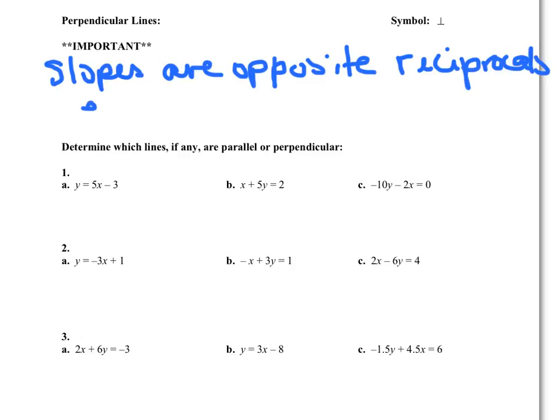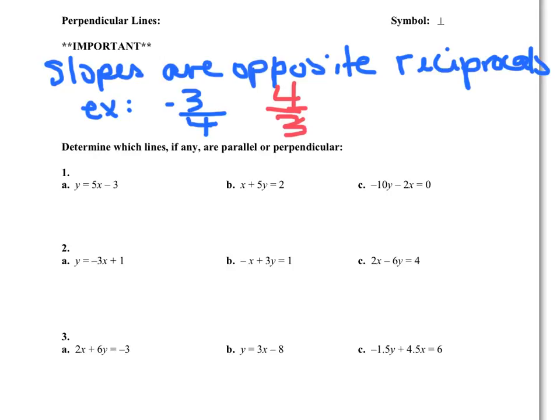So for example, if a blue line had a slope of -3/4 and the red line was perpendicular to it, it would have a slope of positive 4/3. So it changes from negative to positive, and it also flips.